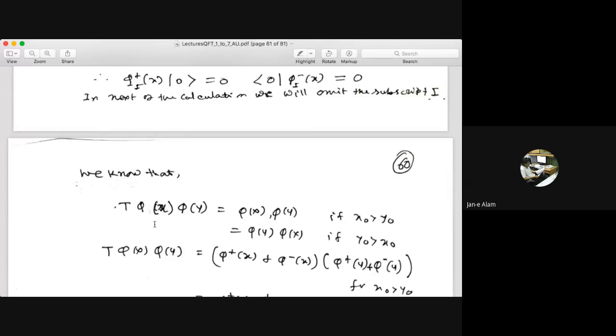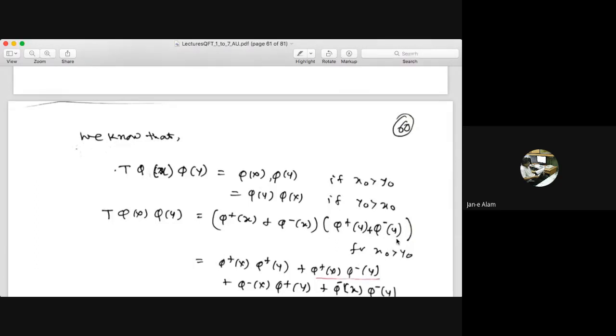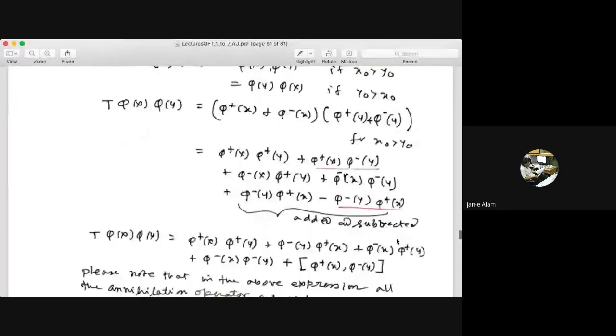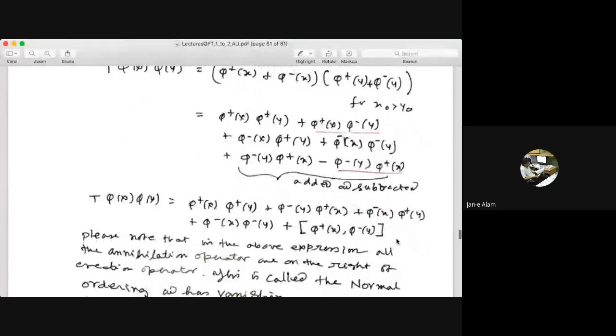Then their time order product is phi x phi y if x naught is greater than y naught, and it is phi y phi x if y naught is greater than x naught. Okay. And this time order product, we have shown the other day, you can write as a normal ordering plus contractions.